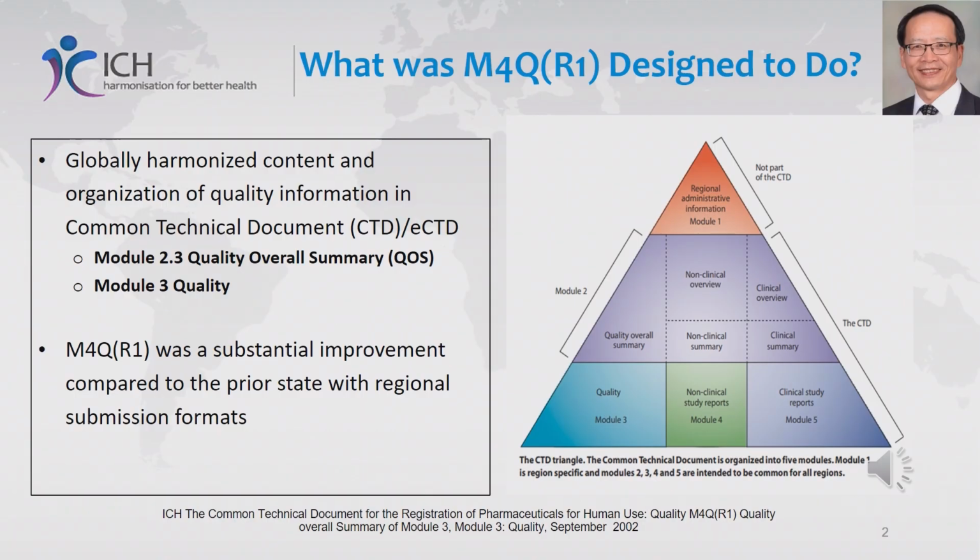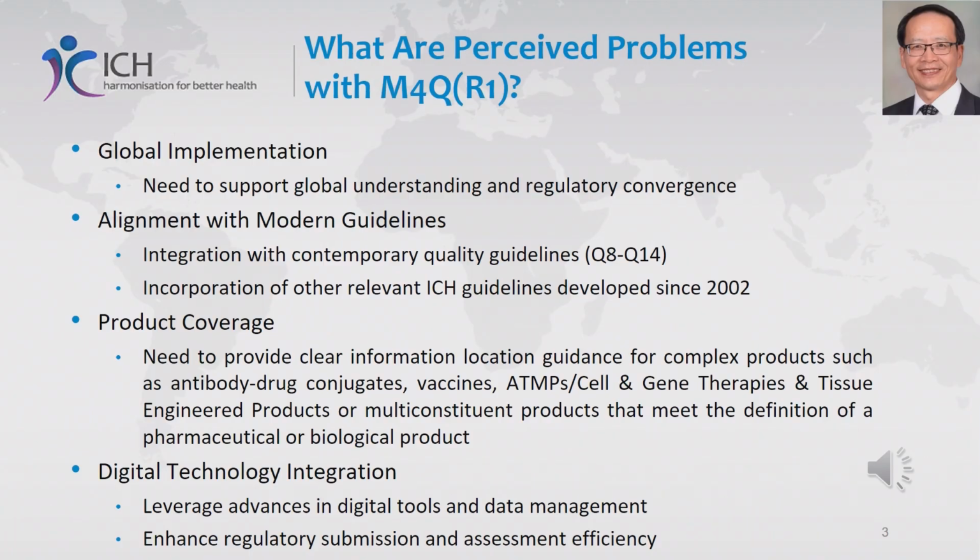This was a substantial improvement over the previous patchwork of regional submission formats that created significant barriers to global drug development and approval. M4Q R1 provided a unified structure that regulators worldwide could understand and assess consistently. However, over the past 20 years, we have identified several areas where M4Q R1 needs to be updated to meet modern pharmaceutical product development needs.